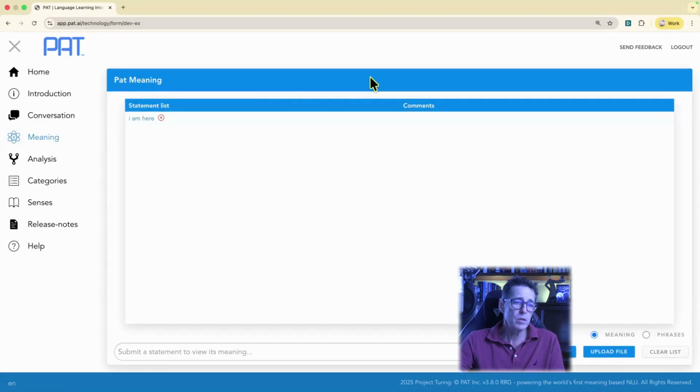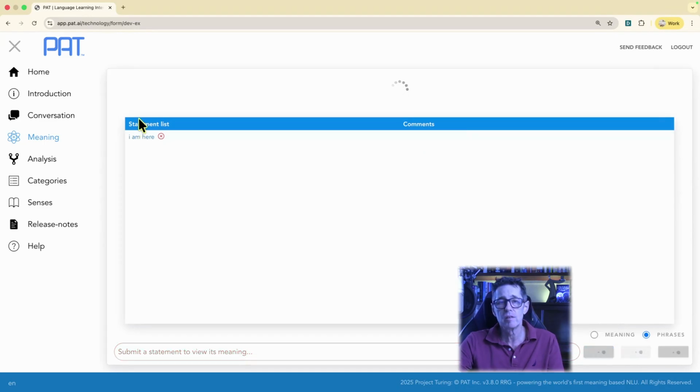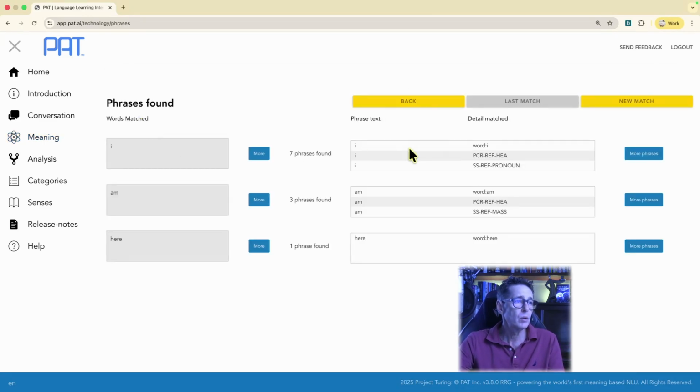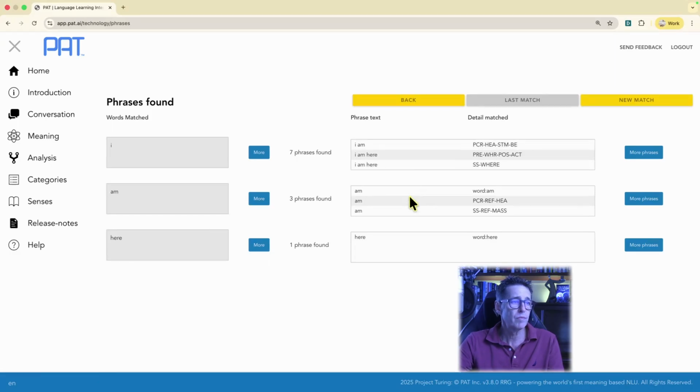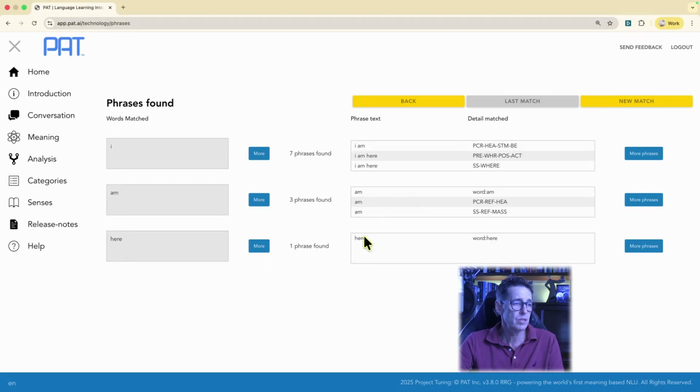But language recognition is more than that. If I click on phrases and choose the "I am here" option again, you can see we're now getting a breakdown of the phrases that we found. We get the phrases that follow the word am and the phrases that follow the word here. When we look at the phrases that follow I, some of them are just the I itself.